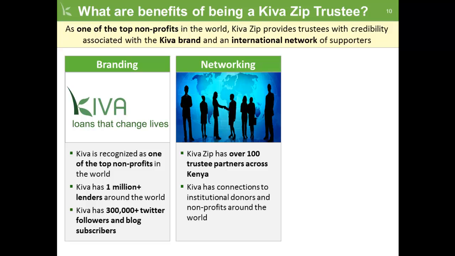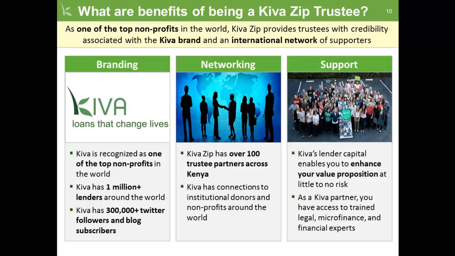In addition, KivaZip has over 100 trustees across Kenya. We regularly host networking events so that you can meet and share ideas with other organizations and leaders within your community. Kiva also has connections to institutional donors and nonprofits around the world. Having a profile on KivaZip will broaden your network and help you market your organization on the international stage. Lastly, Kiva's lender capital enables you to enhance your value proposition to your clients at little or no risk. And as a Kiva partner, you have access to trained support staff within the organization.